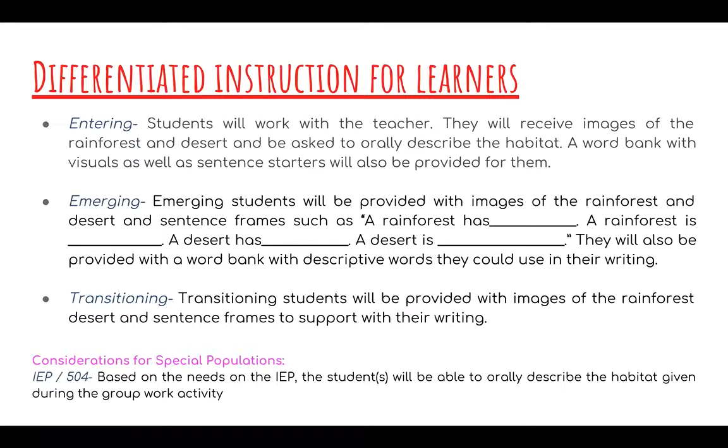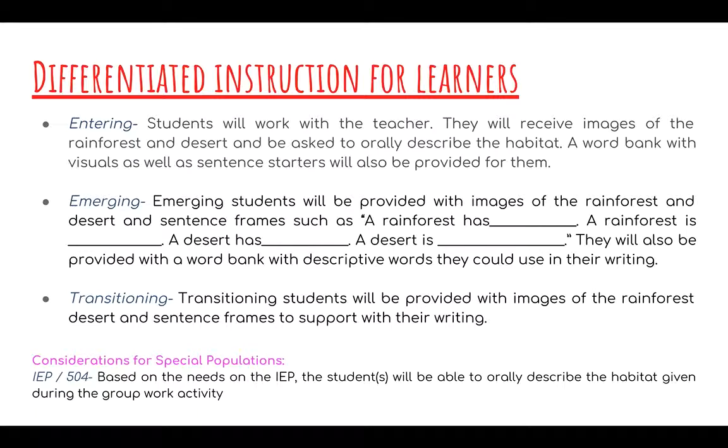Our classroom has 3 levels of English language learning development. They are entering, emerging, and transitioning. In order to differentiate instruction for all our learners, our entering students will work with the teacher. They will receive images of the rainforest and desert and be asked to orally describe the habitat. A word bank with visuals as well as sentence starters will also be provided for them.